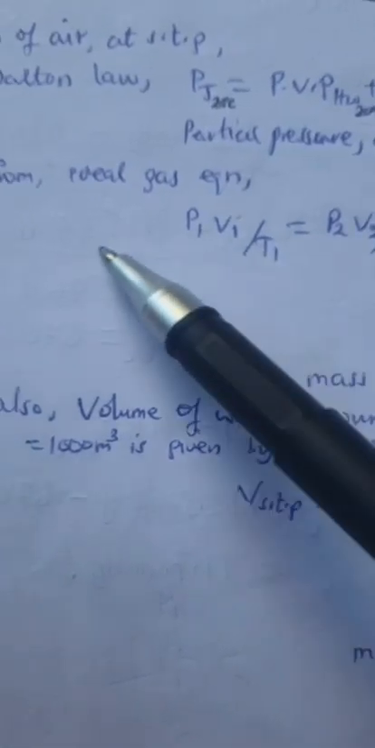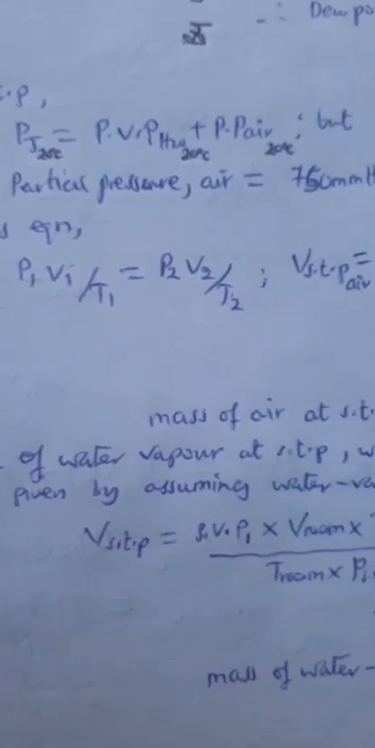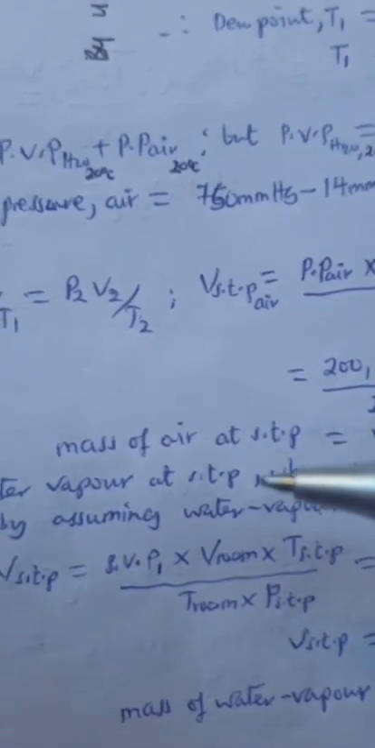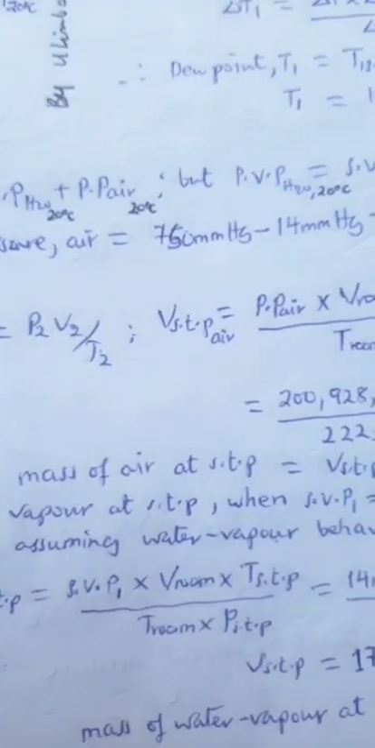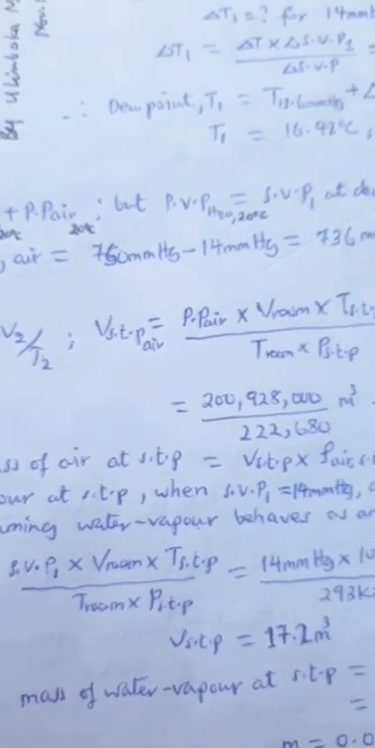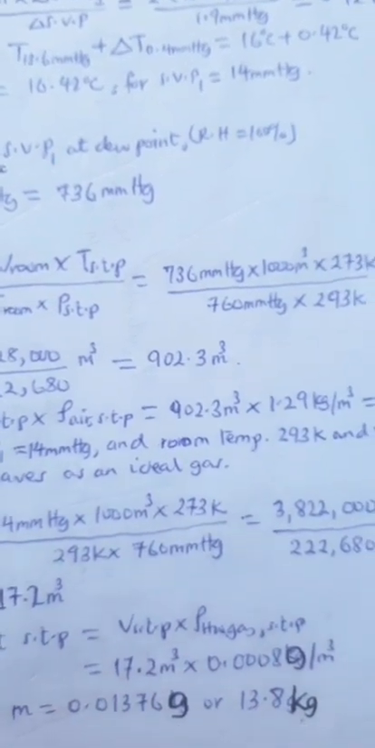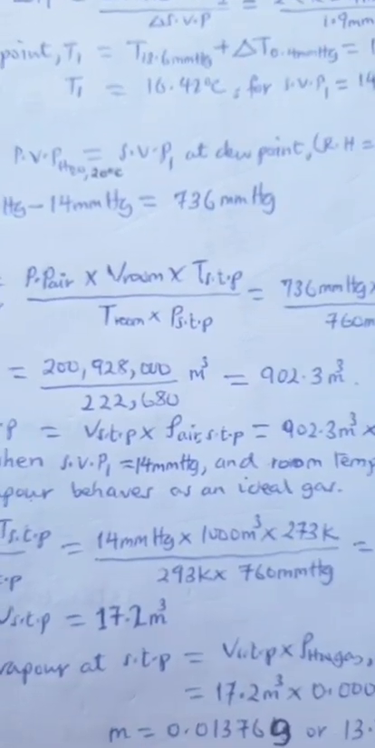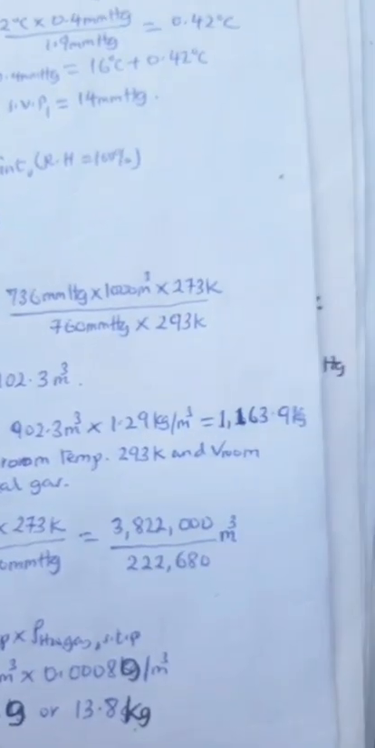Now from the ideal gas equation, because our air behaves as an ideal gas, as you can see below, we must first find the volume of dry air at S.T.P. Volume of dry air at S.T.P is equal to 902.3 meter cubed, and our mass of dry air measured at S.T.P is equal to the volume of dry air at S.T.P times the density of air at S.T.P.